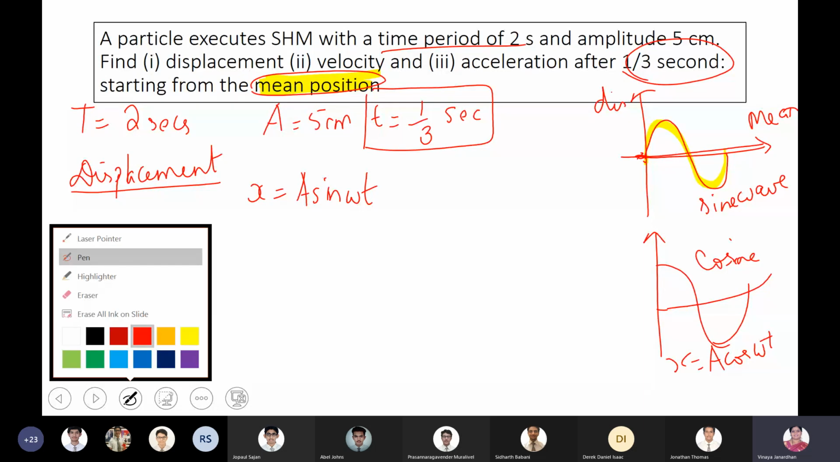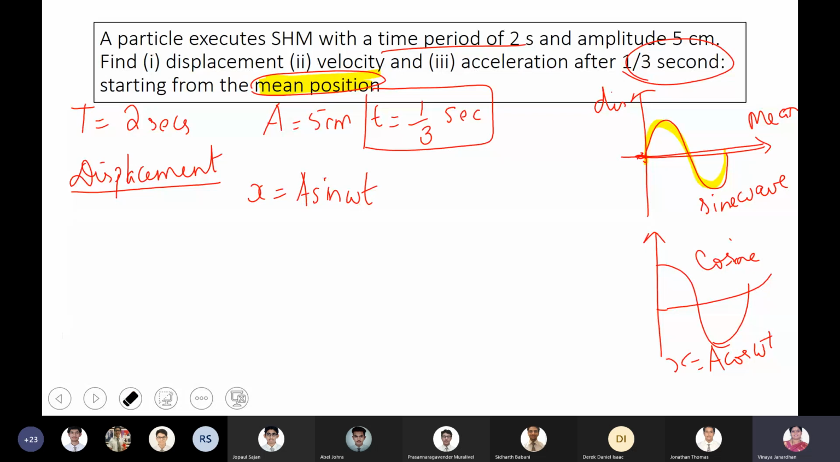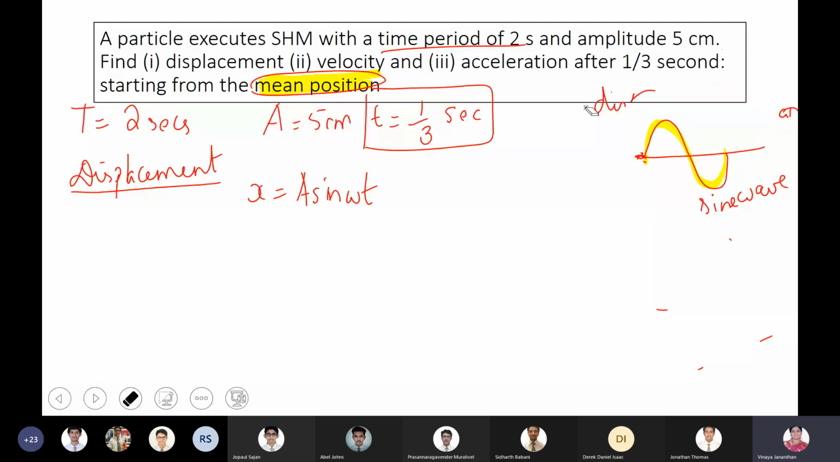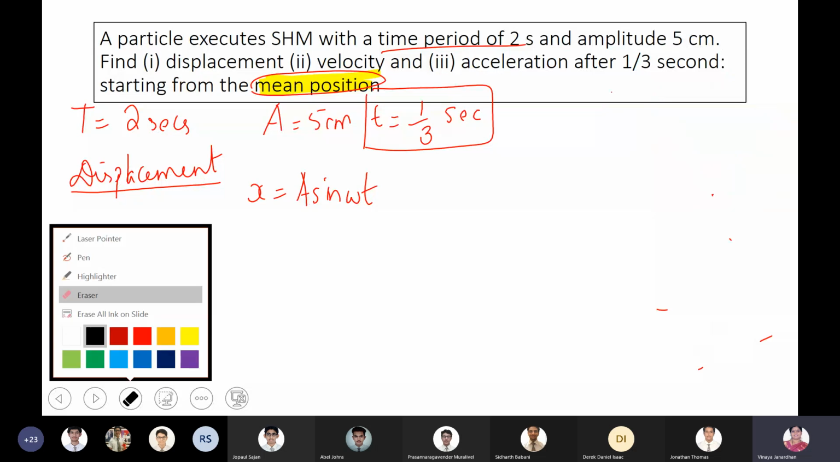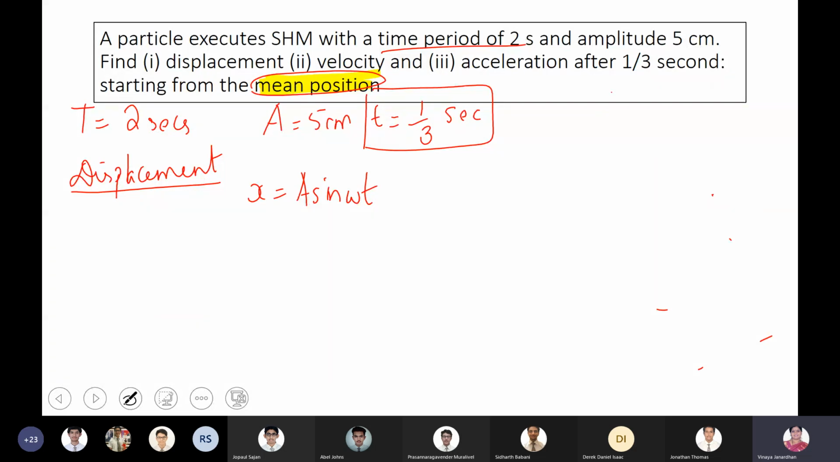Now in your case, the body is starting from which position? Mean position, rest position. Because a sine graph always starts with 0, it should always be sine omega t. Should not make an error here, boys. Is that clear? Now look at this. How did you know it was a sine wave? Mean position means 0 position. A sine wave always starts from 0. If that is the case, then the displacement should be in terms of a sine omega t.